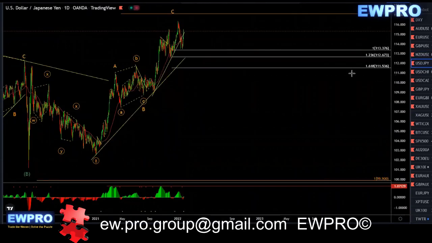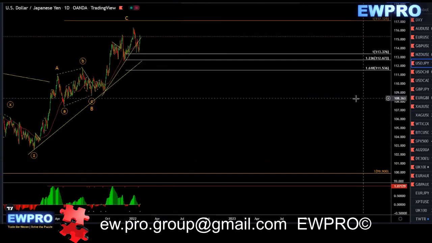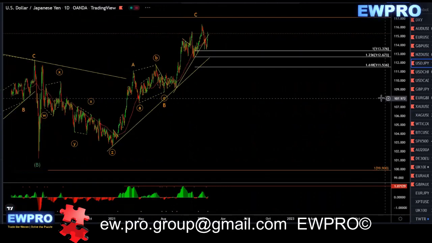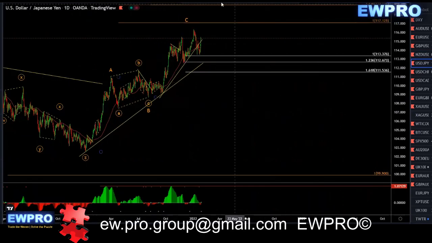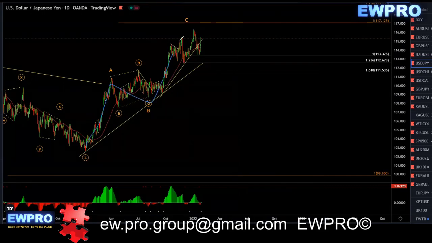UY on the daily. So this has been quite tricky. We got that A, B, C. Then we had that bull hidden. Went and broke the top. Then we got the bearish divergence, but we still haven't broken this low.